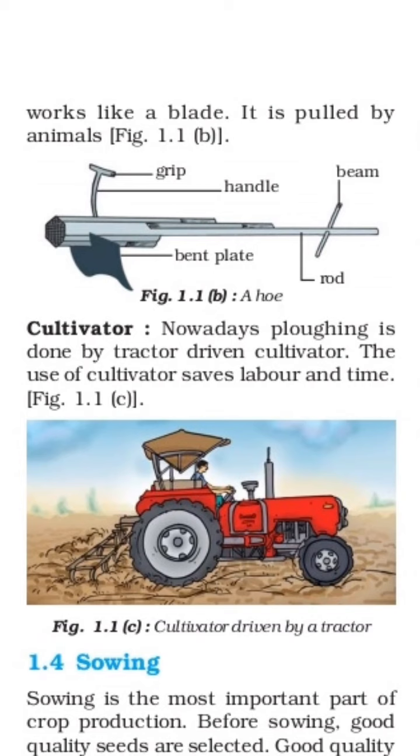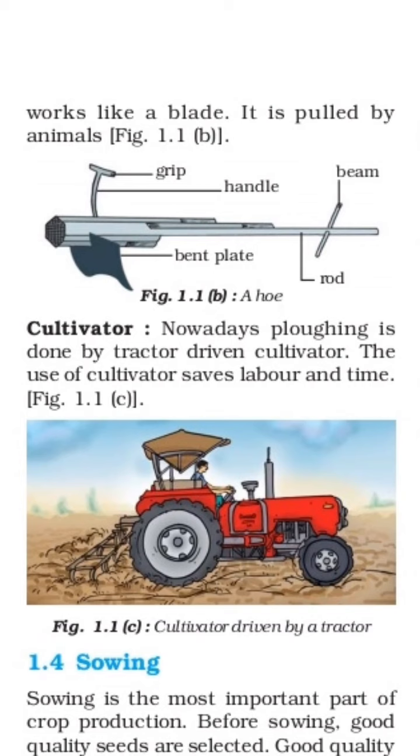Suppose two rows are there. We are aware of that in the agriculture field. Two rows of crops are prepared, and between the two rows a gap is left. In that gap, unwanted plants are growing, and we have to remove them because they compete for water, nutrients, and sunlight with our crop plants.